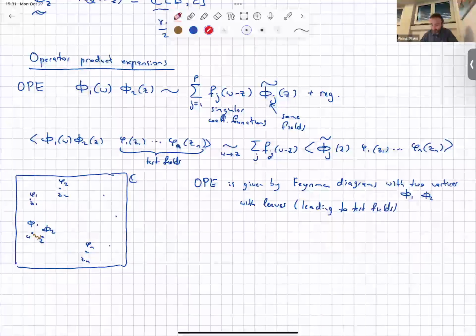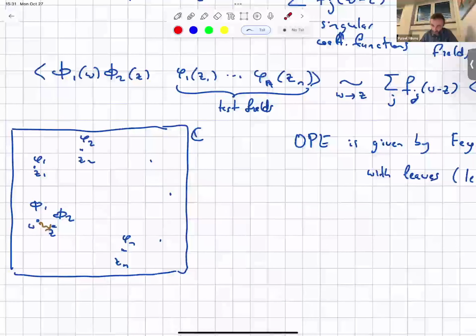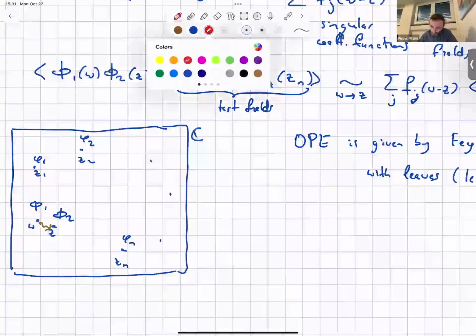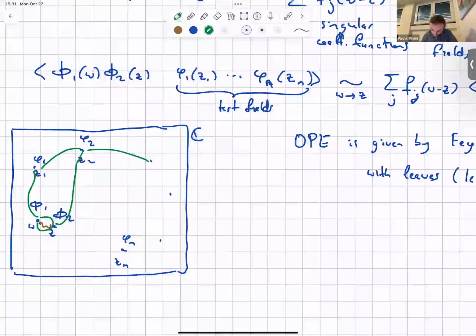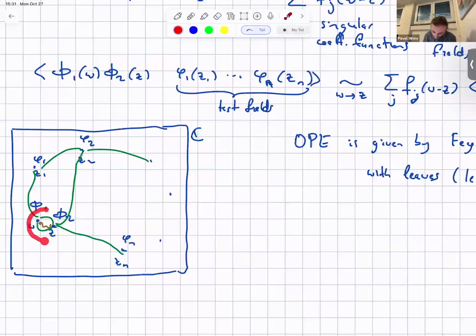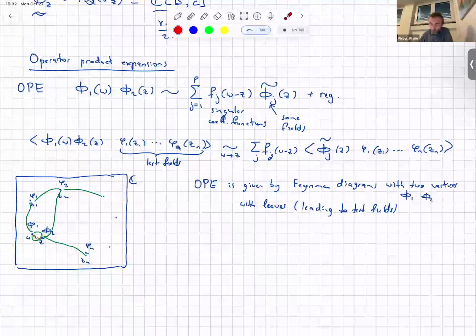So, for instance, I could have some kind of Feynman diagram here, and then I'm interested in the asymptotics as W approaches Z. So it turns out that I can just essentially look at the subgraph of such a Feynman graph, given by just the edges connecting these 2 vertices and the leaves leading to the test fields. So that's the idea.